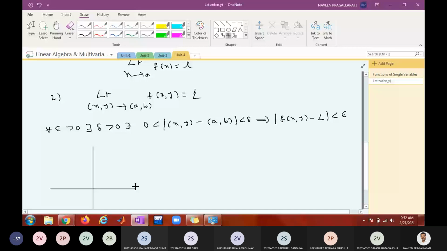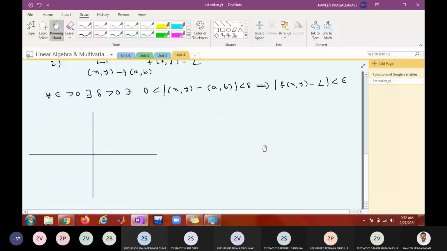What is the collection of points? What do you mean by modulus of the ordered pair (x, y) minus the ordered pair (a, b) less than delta? What is the meaning of this? Tell me. It is the distance between the 2 points, right?